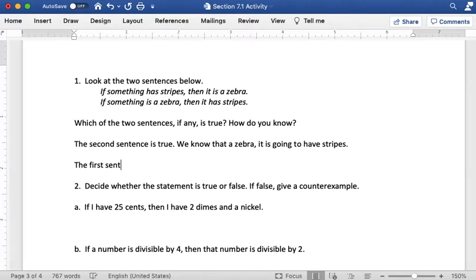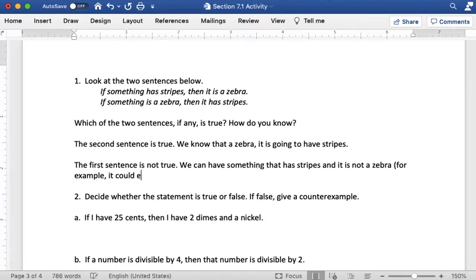So the first sentence is not true because we can have something that has stripes and it is not a zebra. So for example, it could be a cat, it could be a shirt, doesn't even have to be an animal, but anything that has stripes, that is not a zebra. So if something has stripes, that doesn't mean that it's a zebra. If something is a zebra, it does have stripes, assuming there's no zebras that don't have stripes.